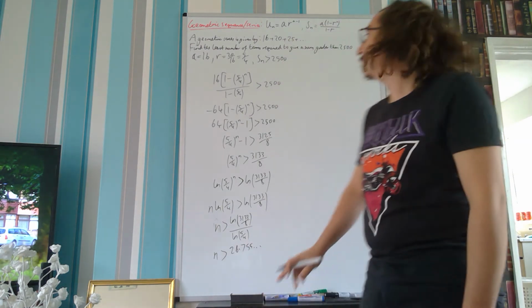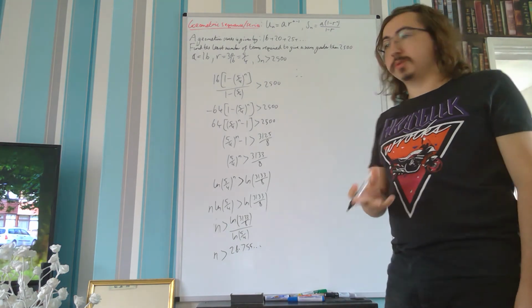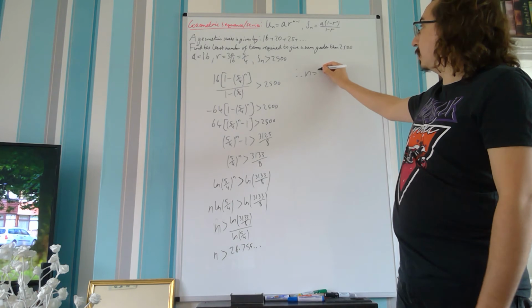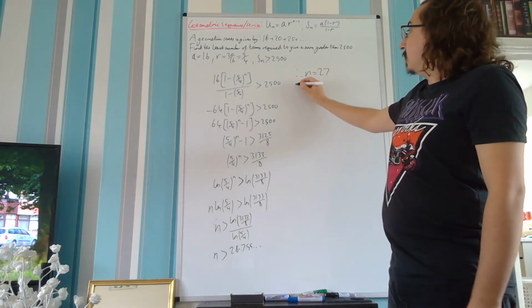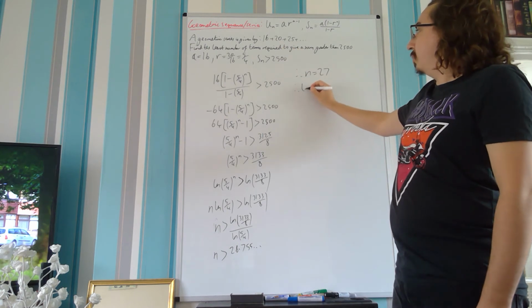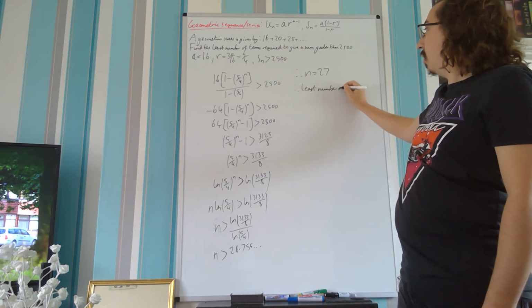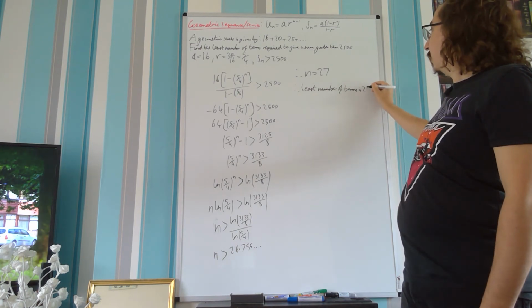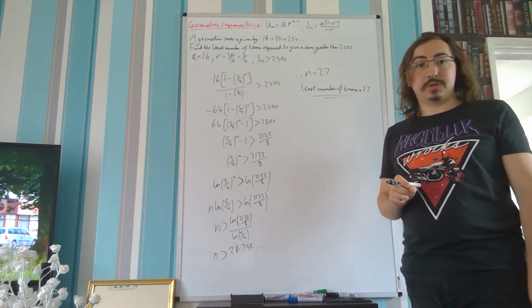26.755 and so on. So therefore, as n must be an integer value, a positive integer, and satisfying this inequality, n is going to equal 27. So just to tidy it up, as the question asks, the least number of terms is 27. And that's where we'd finish this question.